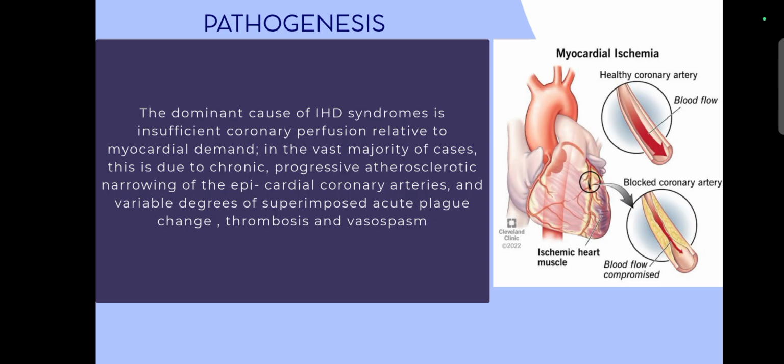Then the pathogenesis. How does IHD develop in an individual? The dominant cause of IHD syndrome is insufficient coronary perfusion related to myocardial demand. Here, the oxygenated blood is not traveling to the heart muscles as they demand. Progressive atherosclerotic narrowing of the epicardial coronary arteries due to atherosclerosis, that is deposition of fat in the arteries. Here we can see the artery is blocked. The arteries can be 60 to 70% blocked, or totally blocked, which may lead to thrombosis and vasospasm.